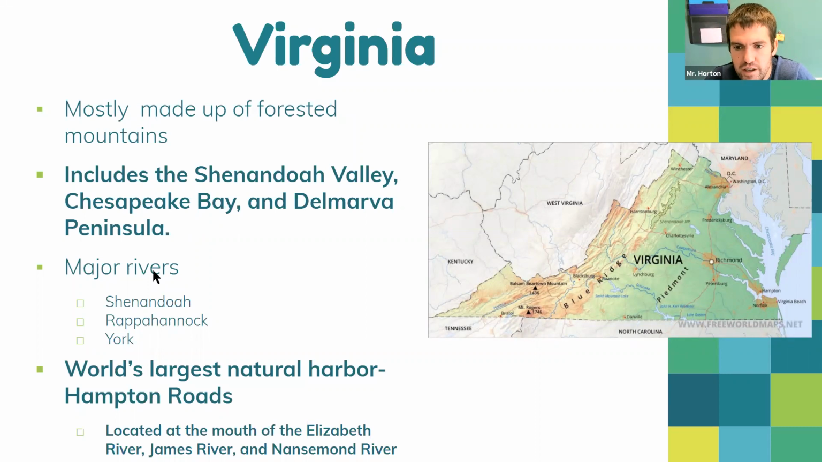Some other things about Virginia: again, it's in this mountainous region, made up of mostly forest and mountains. There's a lot of trees along the mountain range within Virginia. There are some big rivers that go throughout Virginia, such as the Shenandoah, the Rappahannock, and the York River. And like we said, it has the world's largest natural harbor, known as Hampton Roads, which is located at the mouth of 3 different rivers: the Elizabeth River, the James River, and the Nansemond River.